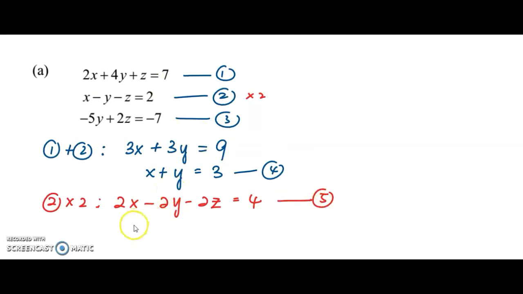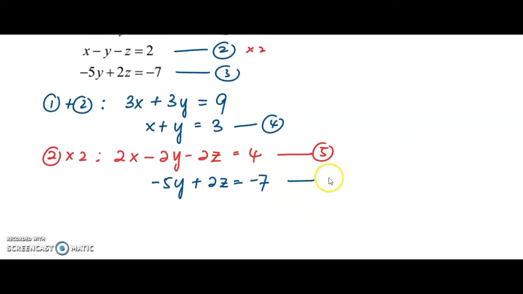And bring down equation 3. I have negative 5y plus 2z equals negative 7. This is what we already named as equation 3. So now I'm taking equation 5 plus equation 3. You can see that negative 2z plus 2z will equal 0. So in this case, z will be eliminated. Let's consider the other terms. 2x plus 0, I get 2x. Negative 2y plus negative 5y, I get negative 7y. Negative 2z plus 2z equals 0, and the right side is 4 plus negative 7, which gives negative 3.